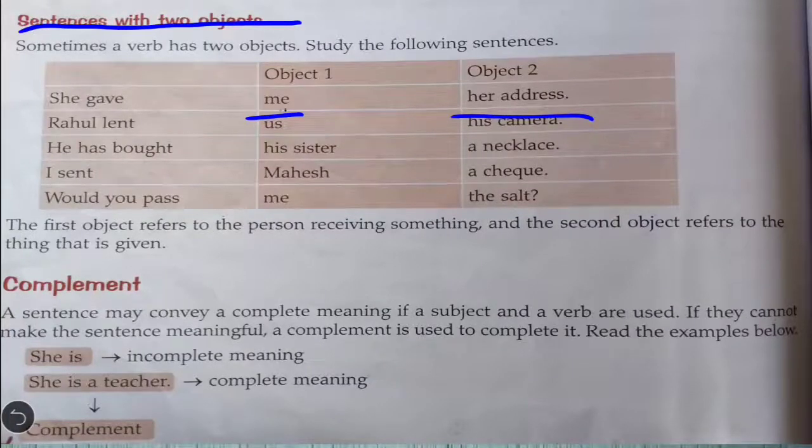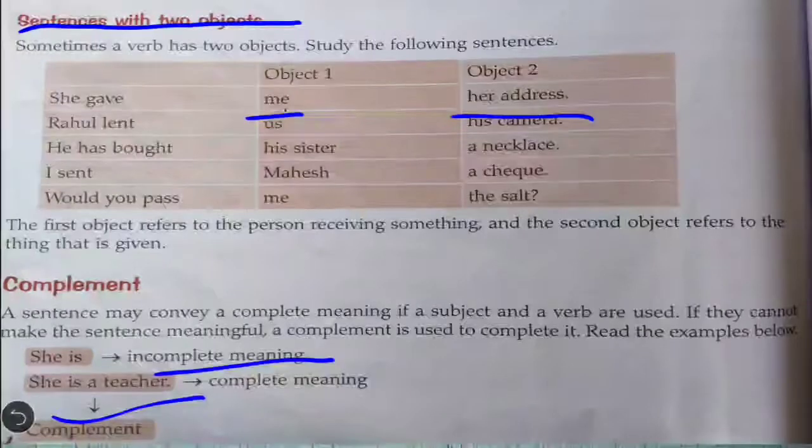She is. Incomplete meaning. Yes, she is what? She is a teacher. So a teacher is a complement. She is a teacher. We can understand what the person wants to say. But it's known as complement. There isn't any object. A teacher is not an object, it's a complement.